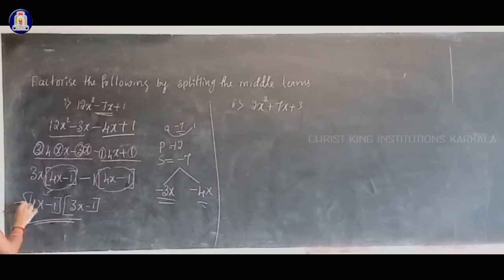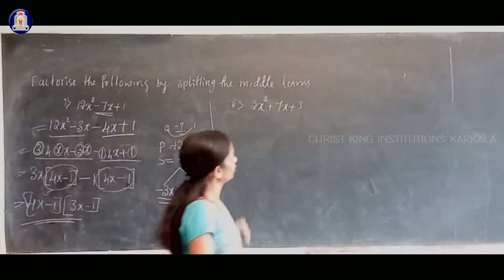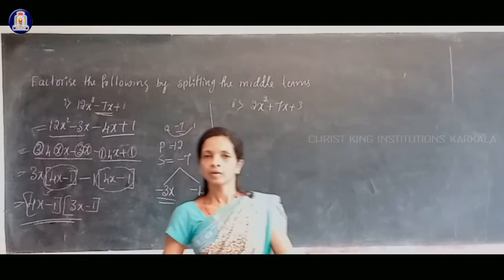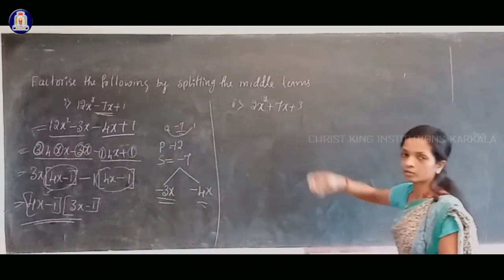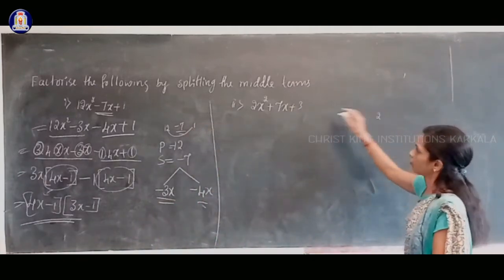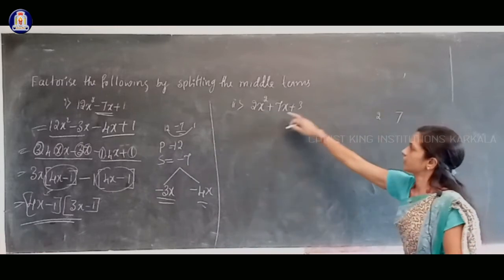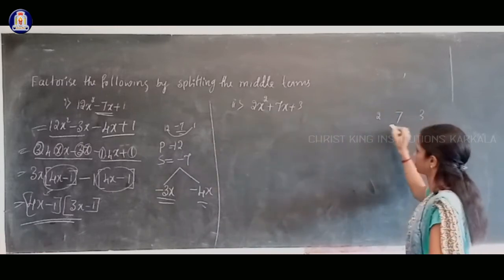So, this is what? This is the factorization. We express the given polynomial as a product of two linear factors, okay, linear polynomials. Next one, 2x square plus 7x plus 3. Here you have to observe numbers with the sign you have to take. First number is 2, second number is 7 and third number is 3, okay.